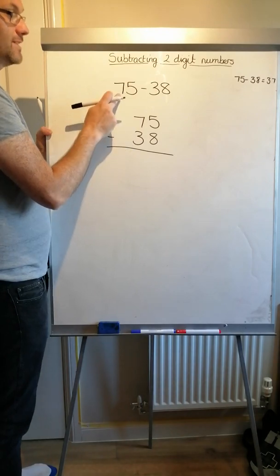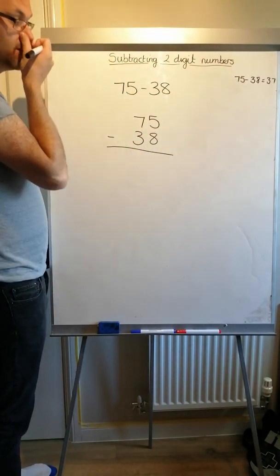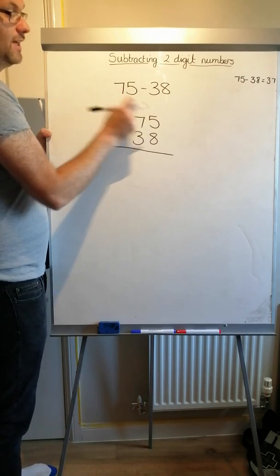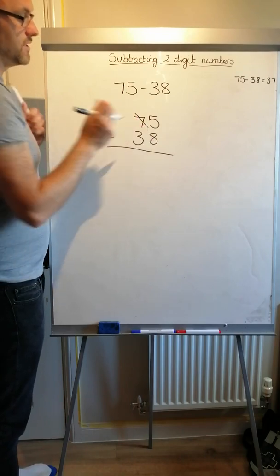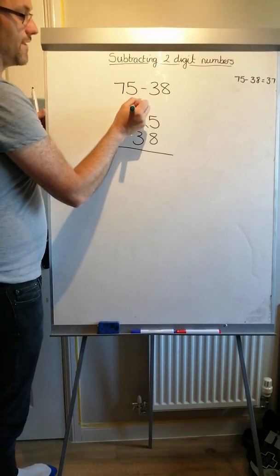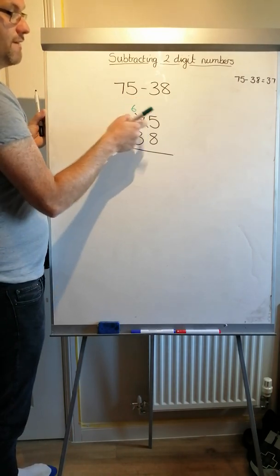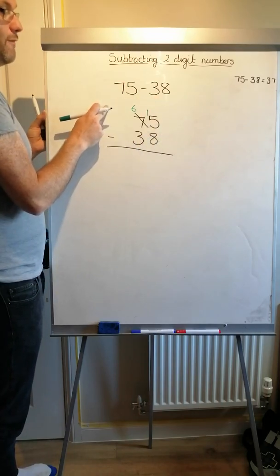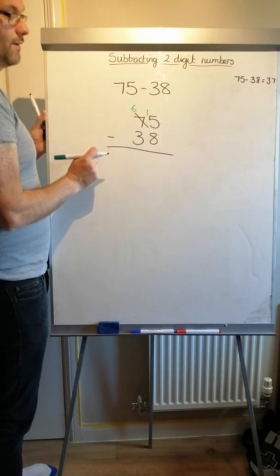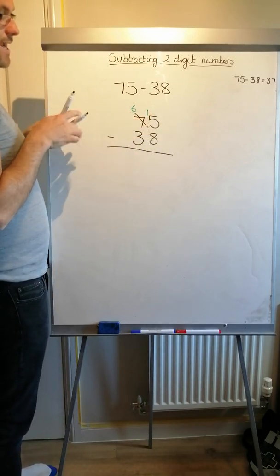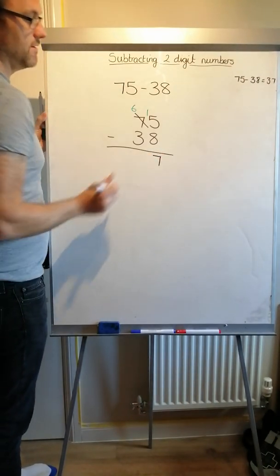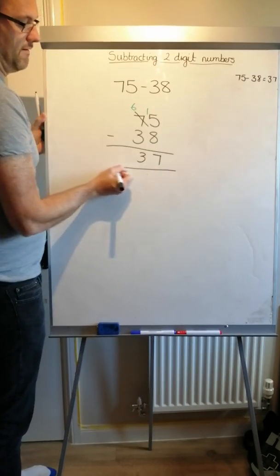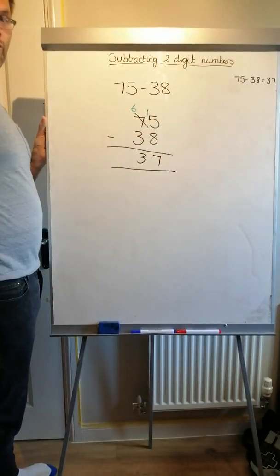What we're going to do is just the same as what we did up here with the partitioning. We're going to steal 10 from the 7 and give it to the 5. I'm going to use a different pen for this, a different colour. So that then becomes 65, and that becomes 15, just like we had when we partitioned it before. And now we can do the calculation. 15 take away 8, as we said before, was 7, and 6 take away 3 is 3. Same answer that we got before.